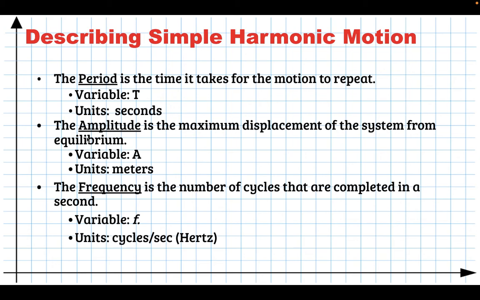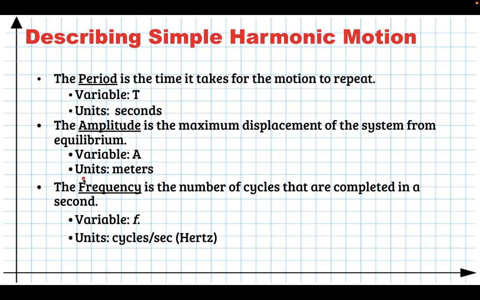So quickly review here. The period is the time it takes for the motion to repeat itself. We use T as the variable, and we measure it in seconds. The amplitude is how far it is displaced from equilibrium. So in the case of a pendulum, it's how big the swing is. In the case of a mass on a spring, it's how far you pull it down before you let it go. The amplitude is just a distance. It's measured in meters, and we use A. And we're not going to do any calculations with the amplitude.